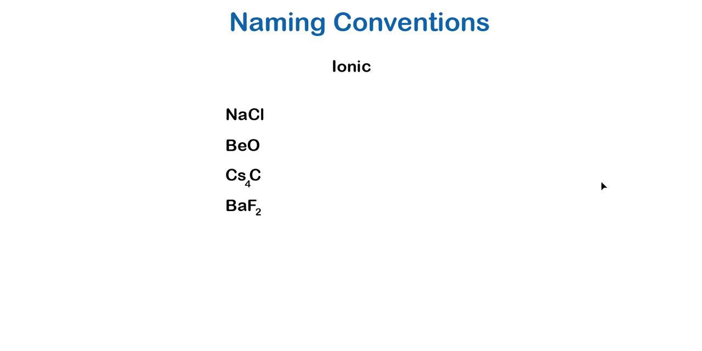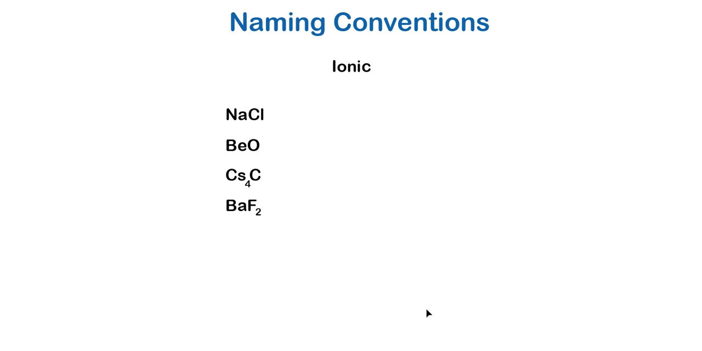Okay, I've got 4 ionic compounds here on the left. Our sodium and chlorine, our beryllium and oxygen, our cesium and carbon, and our barium and fluorine. So let's talk about how to name these. You'll need your book for this. Grab your book. If you don't have it, stop the video, grab it. And we're going to turn to page 67.